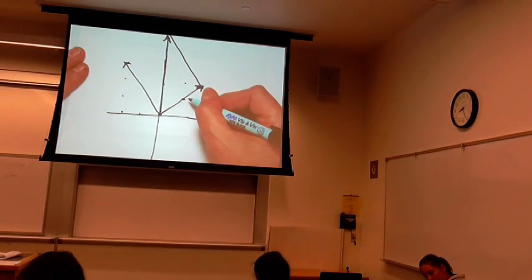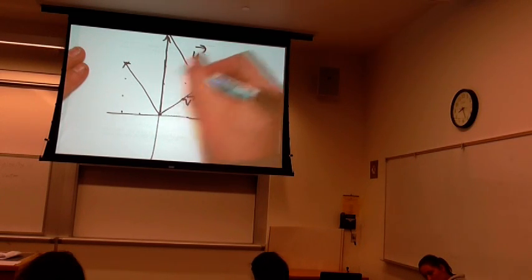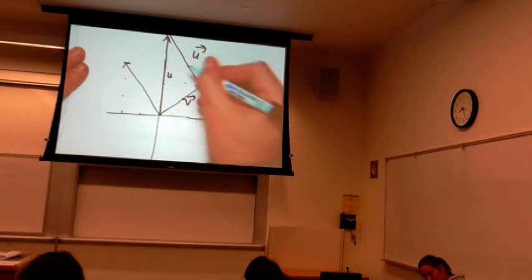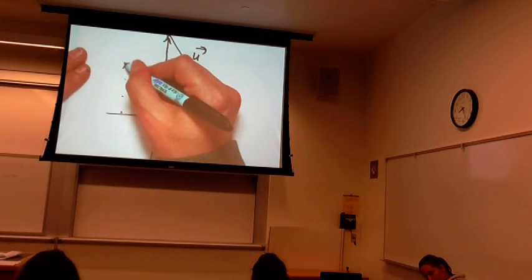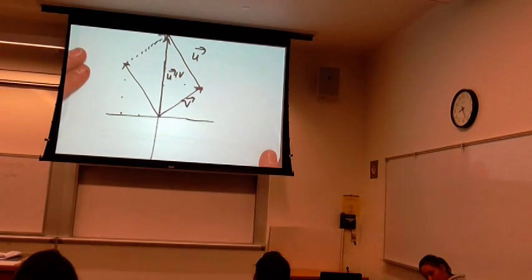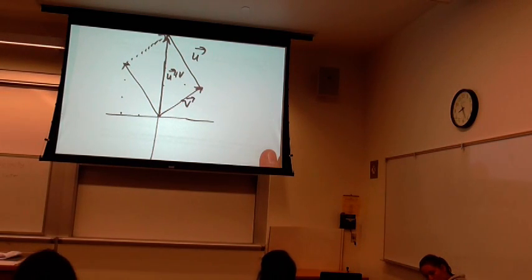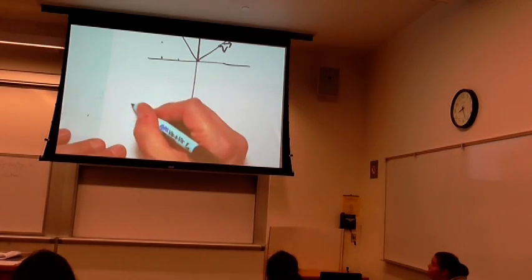So this is V, this is U, and this will be U plus V here. And you can draw in the whole parallelogram if you wish. That's what 3 was. That was 2.